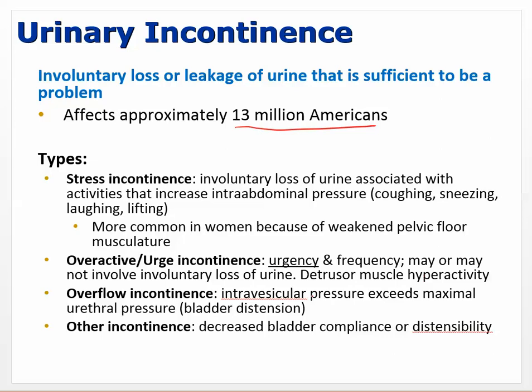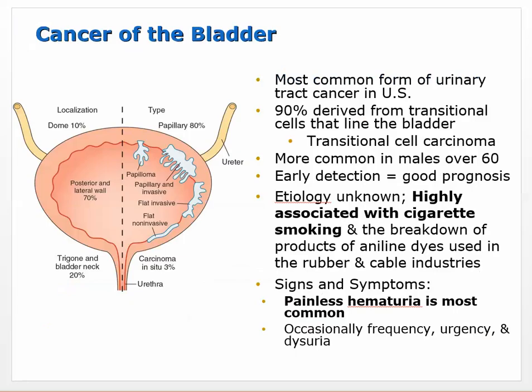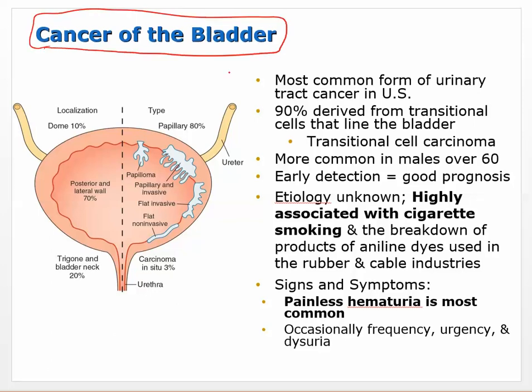So overflow, that might be that you have so much urine collecting that it exceeds the amount of pressure that you can hold back, and that's an overflow. Okay, so the bladder is stretched out, there's too much urine in it, and, well, it's in the name, it overflows and comes out as incontinence. So there's others: decreased bladder compliance, distensibility, if it can't stretch the way it's supposed to stretch, those kinds of things.